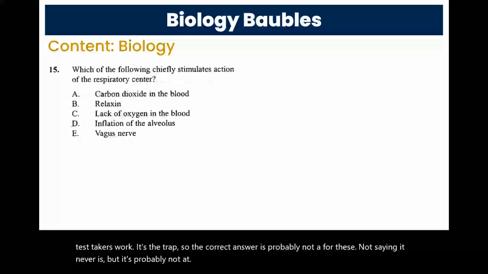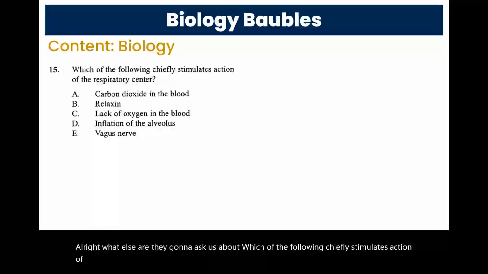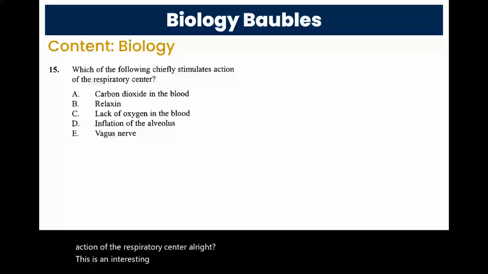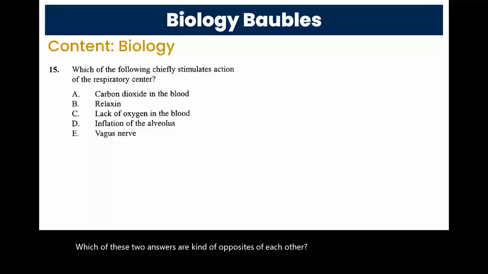All right, what else are they going to ask us about? Which of the following chiefly stimulates action of the respiratory center? All right, this is an interesting question. Let's see. Which of these two answers are kind of opposites of each other? A and C. A and C in a biological sense are opposites. Carbon dioxide versus lack of oxygen. In fact, they're saying the same thing, but in different molecules.